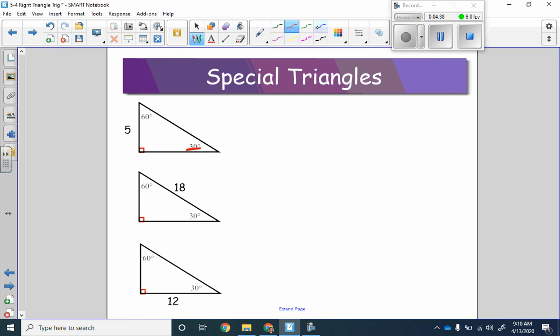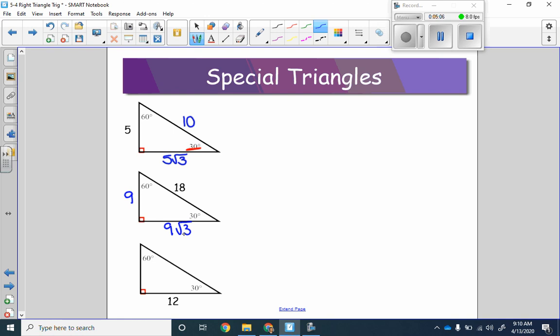Do you remember that your hypotenuse is always double your shortest leg, and your longest leg is the shortest leg times the square root of 3? So using that information, if the hypotenuse is 18, that means our shortest leg would have to be 9, and the longest leg here would have to be 9 square roots of 3.